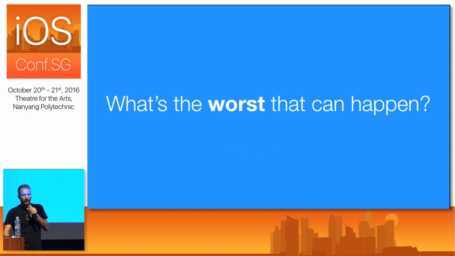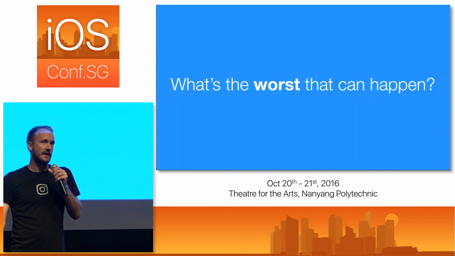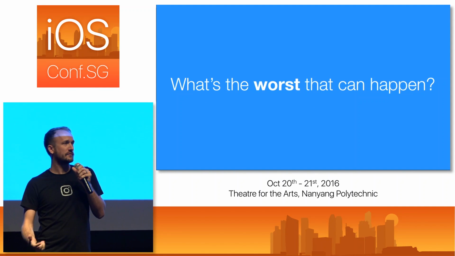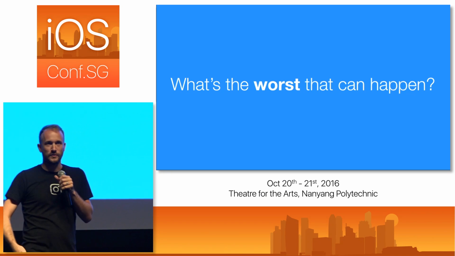But in all honesty, what's the worst that can happen? And we're a world-leading app, one of the most downloaded apps, and one of the most used apps of all time. If we've got a little bit of spaghetti code and bad architecture, what's the big deal? We're still like world-leading.